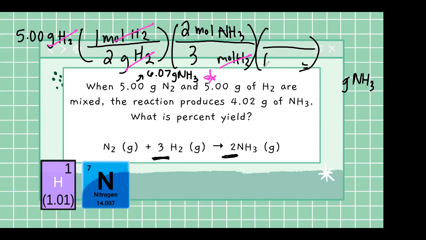Bring that moles of NH3 down, 1 mole of NH3, and you can use the same molar weight as the N2 because it's the same thing. 17 grams. So now that we are left with our desired units of grams of NH3, we can plug it into our calculator. So we can do 5 divided by 2 times 2 divided by 3 times 17.